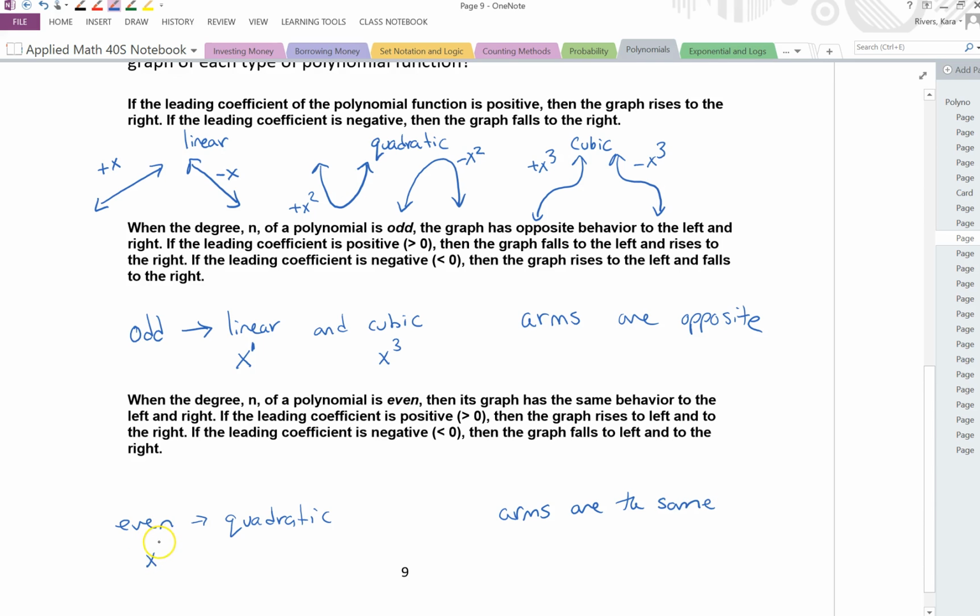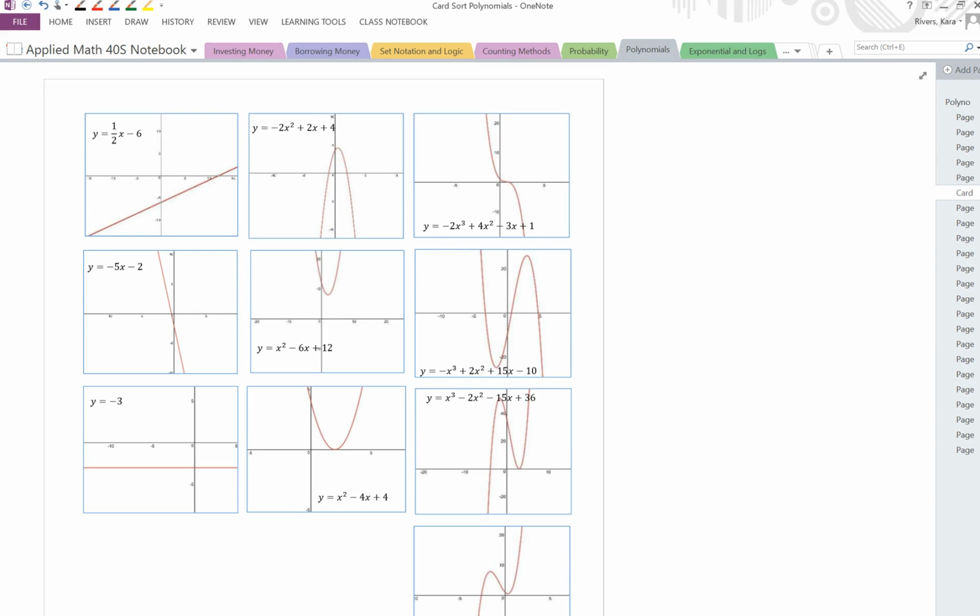When we're talking about even, we're talking about the degree. So it says when the degree n of a polynomial is even, then the graph has the same behavior to the left and to the right. If you look at our cards, you can see that all of our quadratics either have both arms up or both arms down, whereas with our linear, not the constant one, but these ones, one arm's up, one arm's down, and the same with the cubic, one arm up, one arm down. So that's more information that we don't even need to graph. We can see that that's going to occur automatically just by looking at the equation of the function.